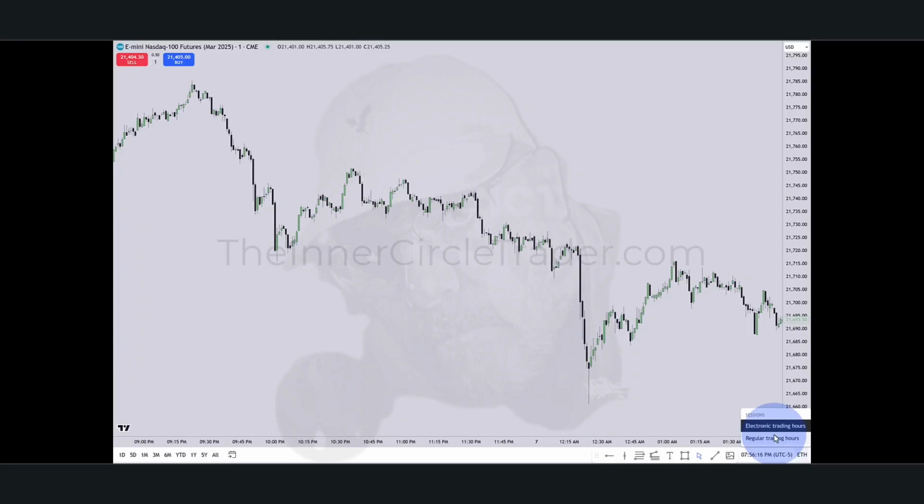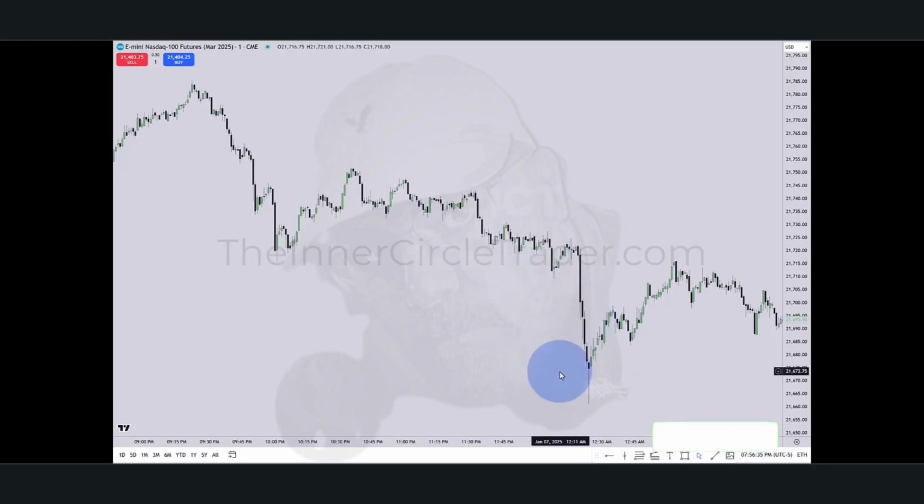So you're going to be looking at it through electronic trading hours, okay? And by having that, you're going to be able to see basically Globex hours trading. That means the off session, or non-regular trading hours.